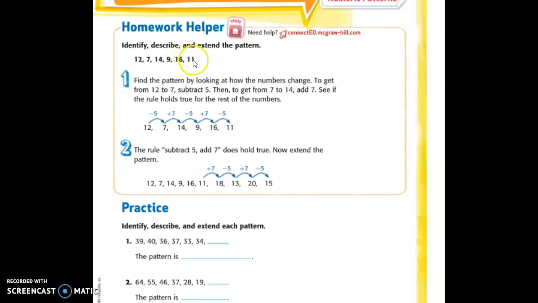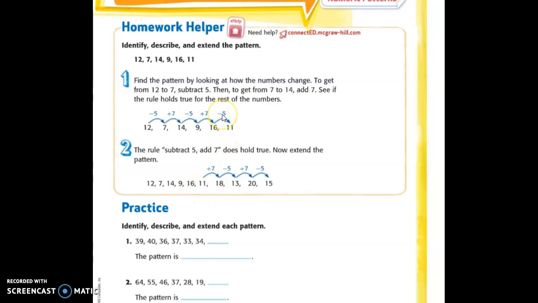16 minus 5 is 11. So that pattern is consistent. Minus 5 plus 7, minus 5 plus 7, minus 5. The rule subtract 5, add 7 does hold true. So now we're going to extend the pattern.